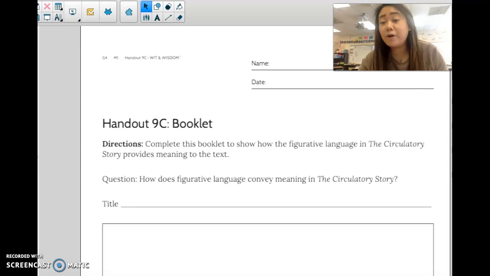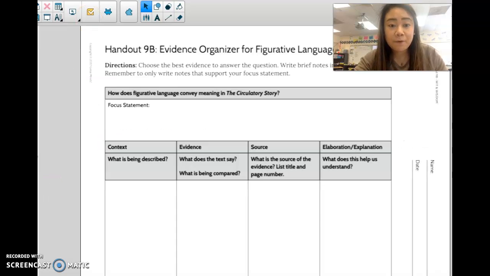And then if you brought home your blue Wit and Wisdom books, you can open to a page that looks like this right here on the screen, or you can use a class kick code, which is on Schoology. So what we're focusing on today is understanding how figurative language helps us better understand a text.